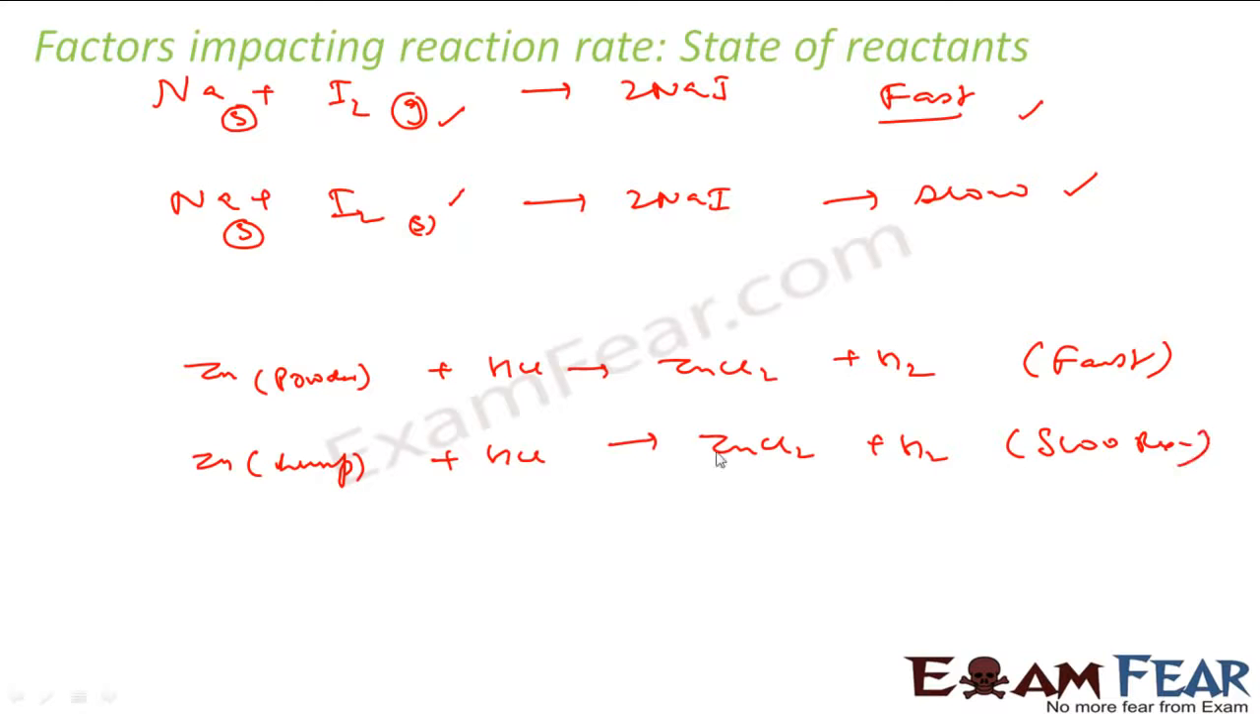We see the state of the reactant is changing. In this case it was powder, in this case it was lump. This was a fast reaction, this was a slow reaction, but if you see the reactants are same, the product is same, everything is same, but the reaction rate has changed because of the state of the reactant. So the state of the reactants has a role in the reaction rate.